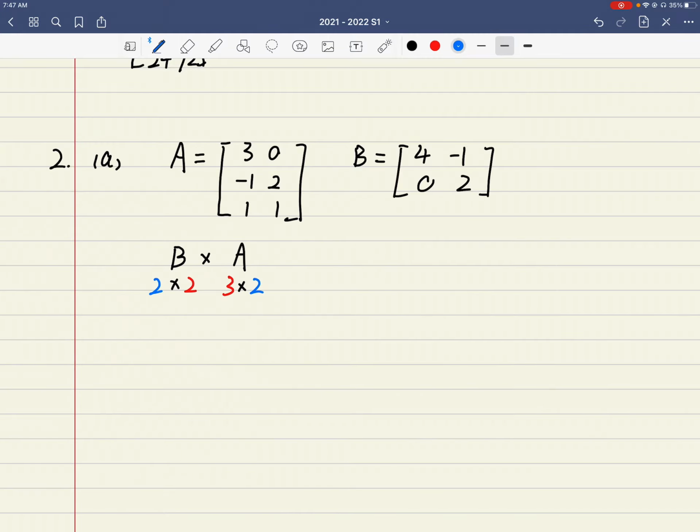We can only do the matrix multiplication if the number of columns of the first matrix is equal to the number of rows of the second matrix. Right here, this is not the case. 2 is not equal to 3. If these two numbers are different, then we cannot do this matrix multiplication, which means our conclusion is that it is undefined.